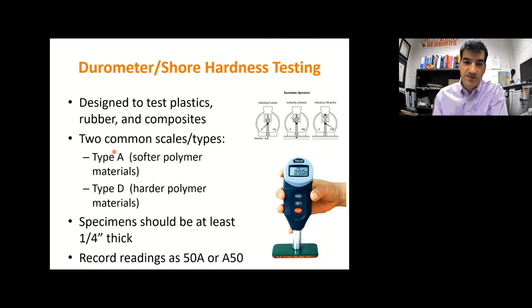And when you record these, make sure you include units. I really prefer this right here, although technically this is acceptable as well. So this number is whatever your reading was from the test, and then this is the scale, either A or D.